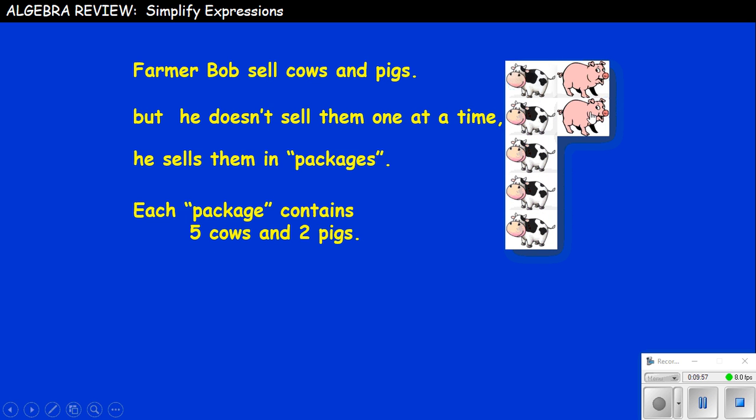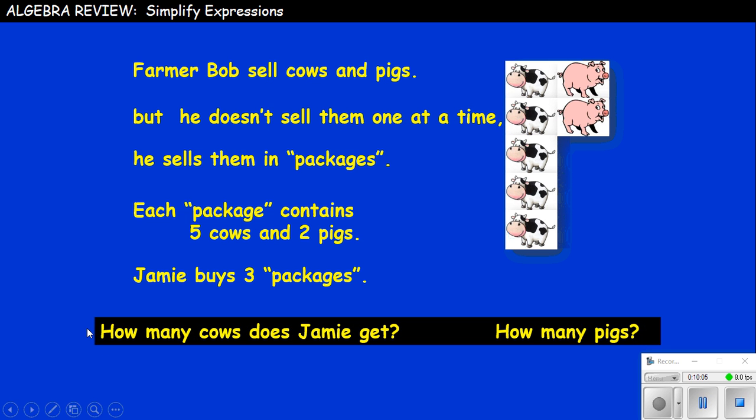So you can't just buy 1 cow. You have to buy 5 cows and 2 pigs. Jamie, she buys 3 packages of them. How many cows will she get and how many pigs will she get? Well, it's not really that hard. She's going to buy 3 packages. Each package has 5 cows. So 3 times 5 will give us 15 cows. For the pigs, each package has 2 pigs, and she buys 3 of them. 3 times 2 will give us 6 pigs.